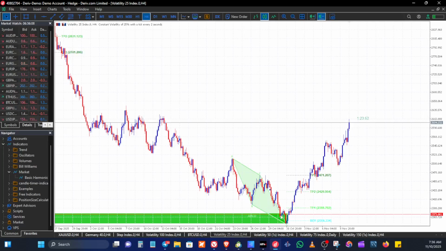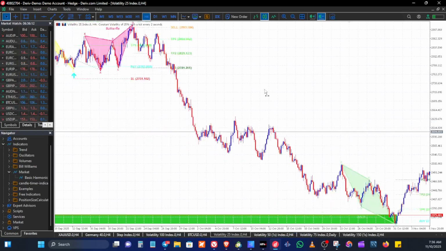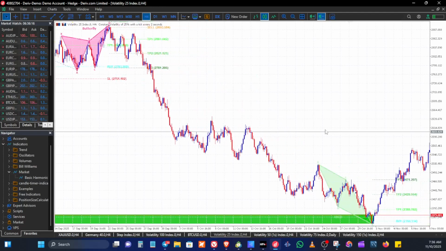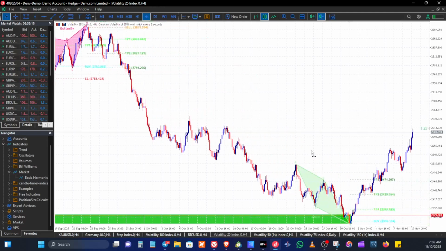Also, we had a confluence pattern that formed on the 4-hour time frame as well. So it's a crazy move that happened here on V25 index, even in the past as well. So this is a very profitable indicator.